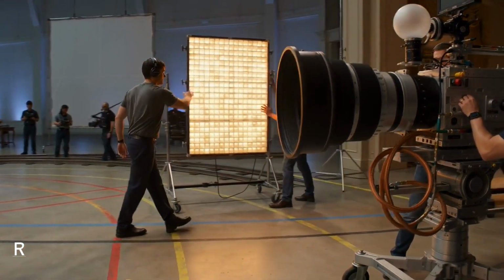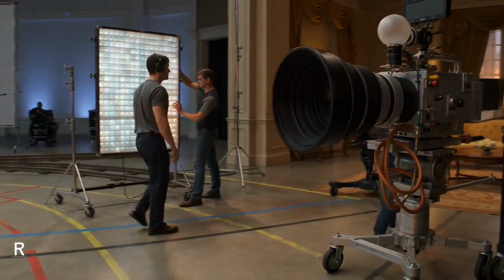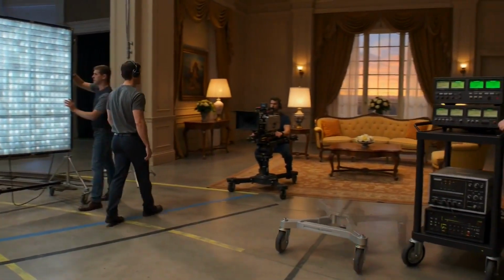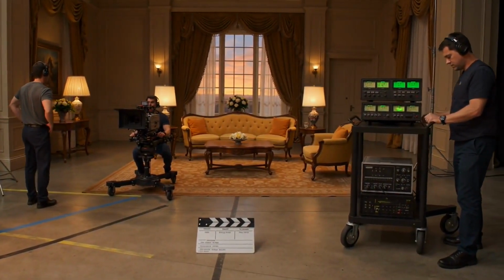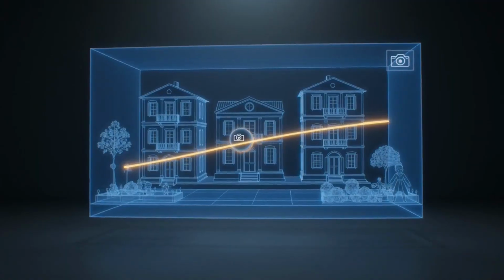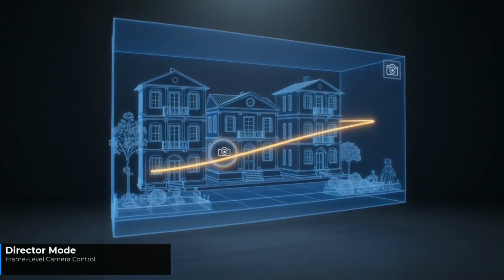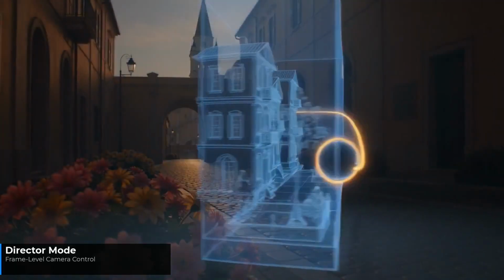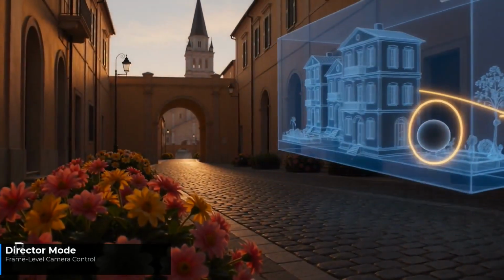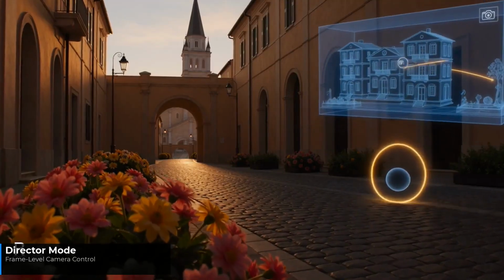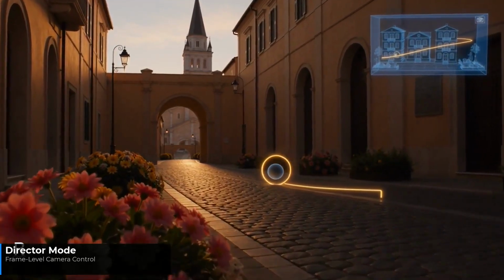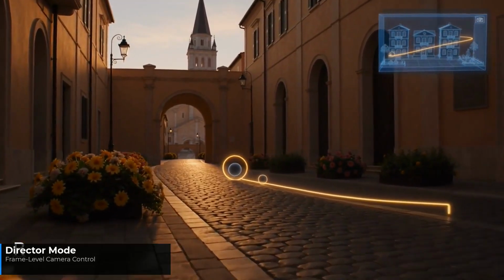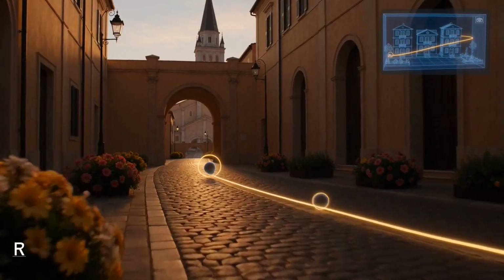Tool number 4, Runway Gen 4.5. This is the one the professionals use. Netflix, Coca-Cola, major ad agencies, they all run on Runway. And there's a reason. The motion quality and prompt adherence are best in class. When you describe a specific camera movement, a specific lighting setup, a specific mood, Runway delivers exactly what you asked for. The director mode gives you precise control over camera angle, movement path, and focal point.